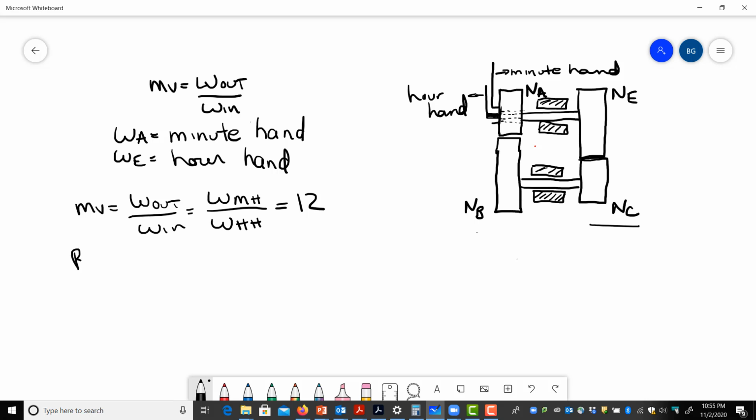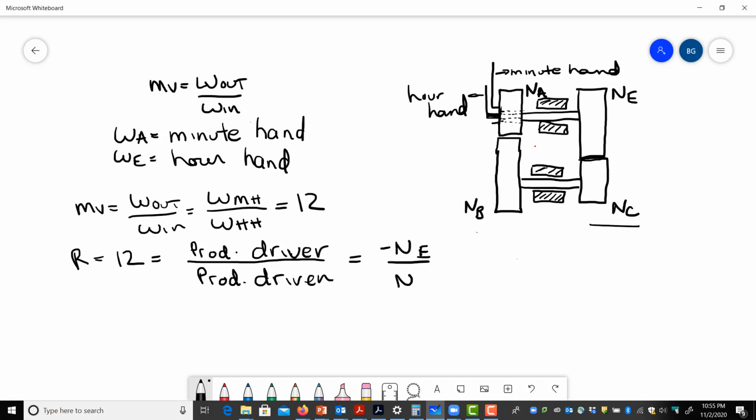So going back, MV equals 12 equals product of drivers over product of driven, right? And so in this case, the driver ratio is NE over NC. The negative is because we're going spur gear to spur gear. And then we've got driver over driven, NB over NA. And that's a negative. Negatives cross out. Okay, and this all equals 12.